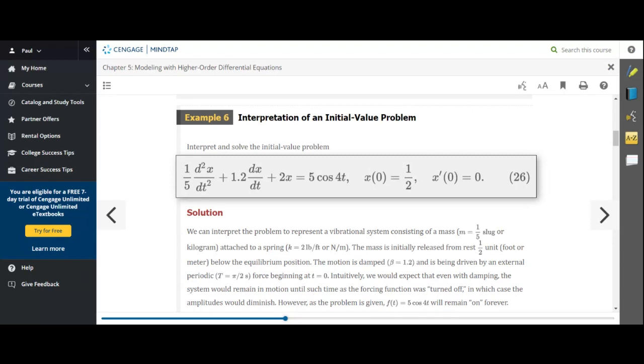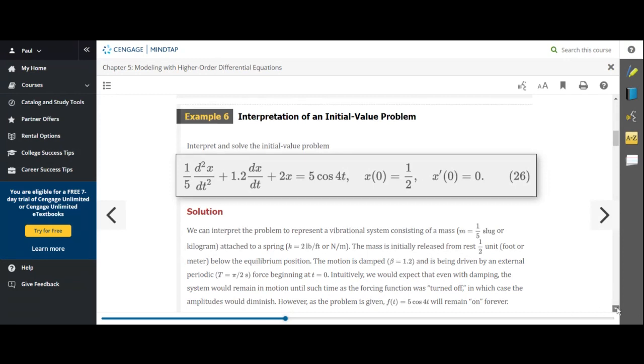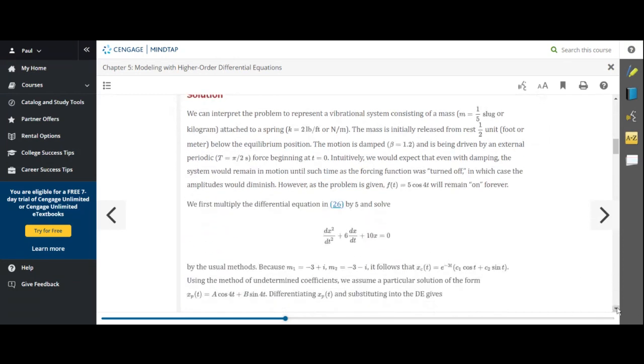5 times the cosine of 4t. And you've seen this kind of situation before. So they work through the problem, multiplying the equation through by 5 to get it in a nice form. Now, let me just see one thing here, one of their comments.